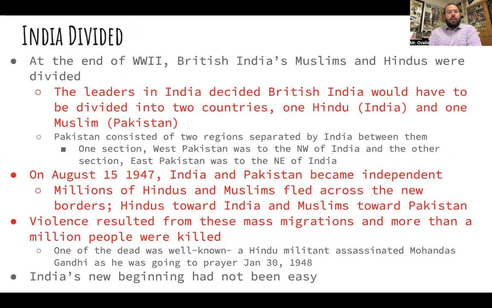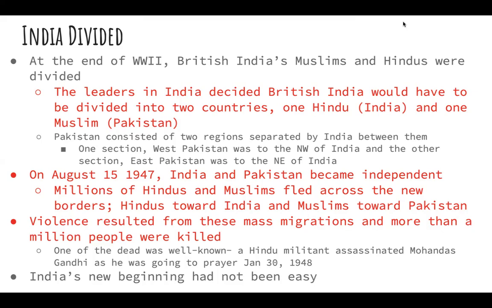Pause. Okay. India is divided. At the end of World War II, British India's Muslims and Hindus were divided. So the leaders of India decided British India would have to be divided into two countries, one Hindu, India, and one Muslim, Pakistan. Pakistan, however, consisted of two regions separated by India between them. One section was West Pakistan, northwest of India. The other, East Pakistan, northeast of India.